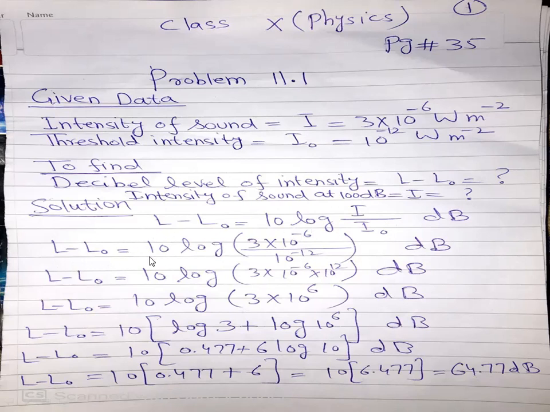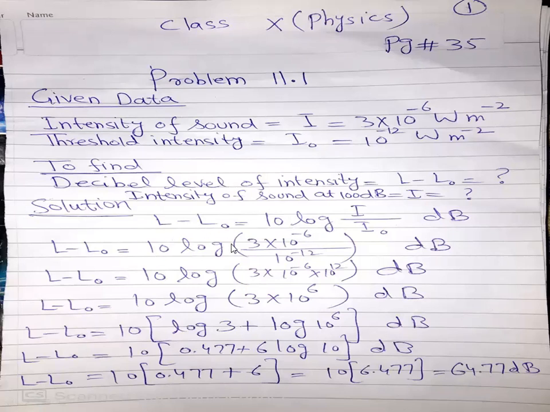So L minus L naught, I'm just putting the values. Remember, there are two logs: one is log and one is ln. On the calculator, you will find log and ln. The difference between these two is that log has the base 10, but ln has the base e. So when you use the calculator, make sure you use log, not ln. So I'm just putting the values now.